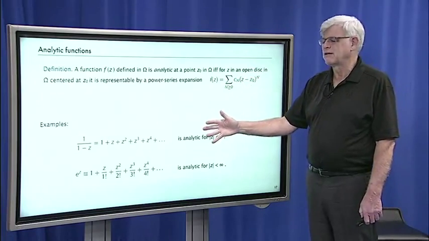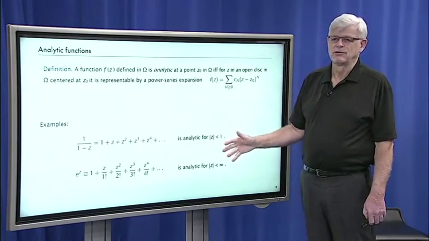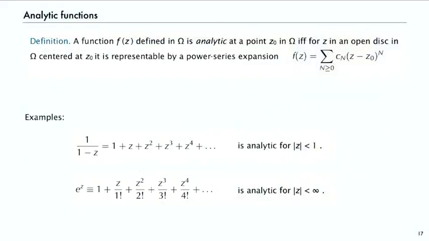And sure enough, the familiar power series from the reals are effective for familiar functions on the complex numbers. So when z is a complex number, 1 over 1 - z equals that power series, where the products are defined as products of complex numbers, and that's a valid series as long as the absolute value of z is less than 1. Or e to the z is actually valid everywhere except at infinity.